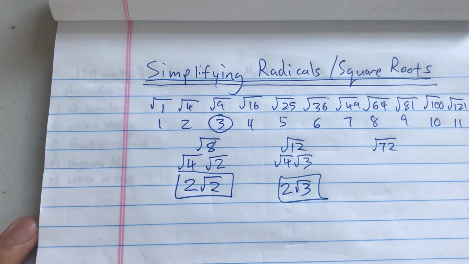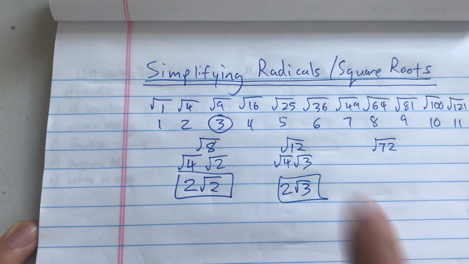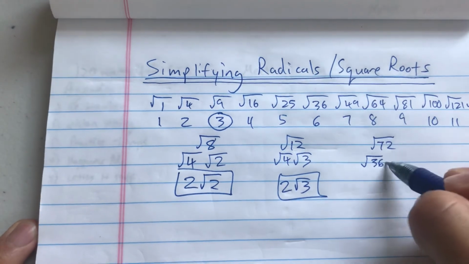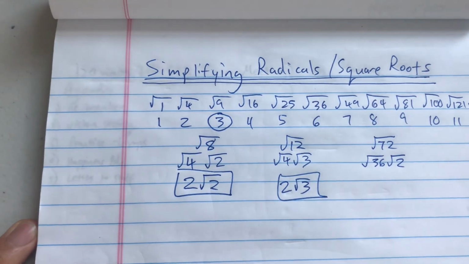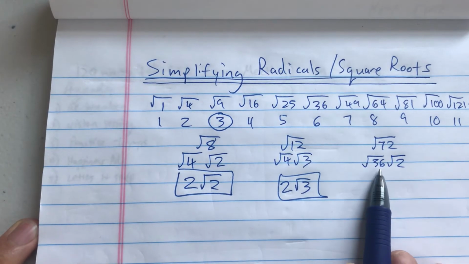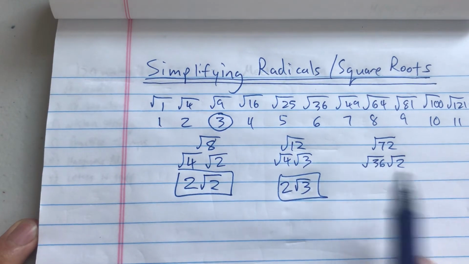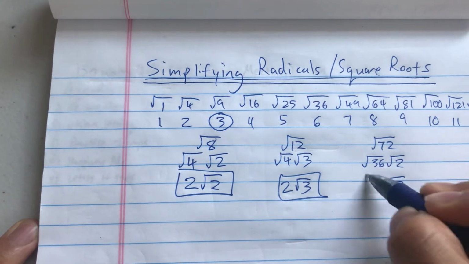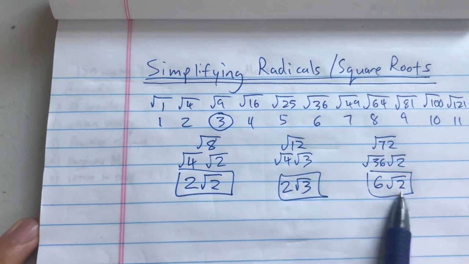2, 1, and 0. If you said the square root of 36, you're absolutely correct, because square root of 36 times 2 would get you 72, okay? And so this is the highest perfect square. Square root of 36 is actually going to give you 6. So another way of writing square root of 72 is 6 root 2.